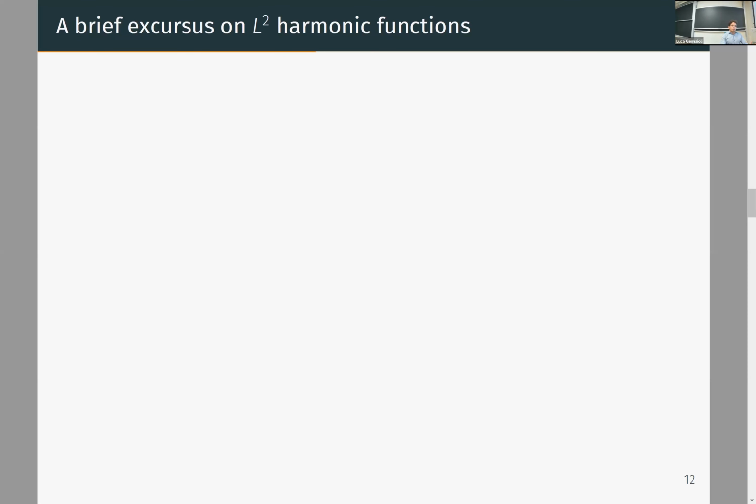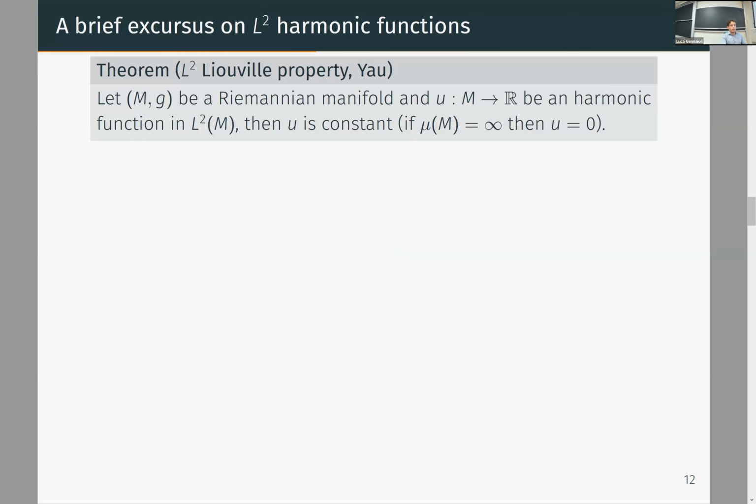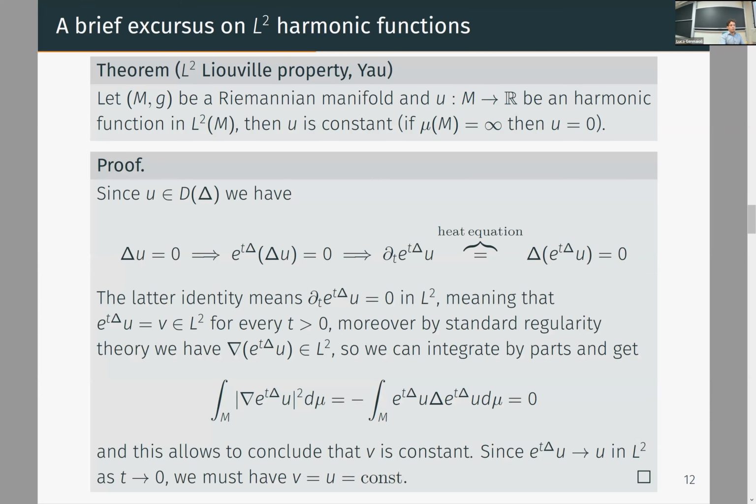This is for what concerns the small time behavior. For the long time behavior, the situation is much more complicated. We first need to talk about harmonic functions, because they are really related to the behavior at infinity of the solutions of the heat equation. It's a known theorem of Yau that if you have an L2 harmonic function on a Riemannian manifold, then it has to be constant. Of course, if the measure is infinite, then it has to be 0, because constant functions are not in L2. And so we presented a proof which is tailored also for singular settings.